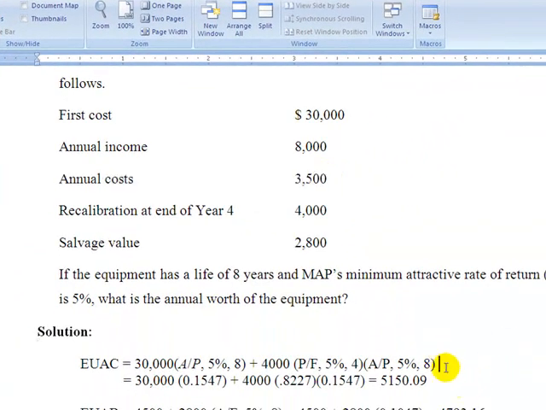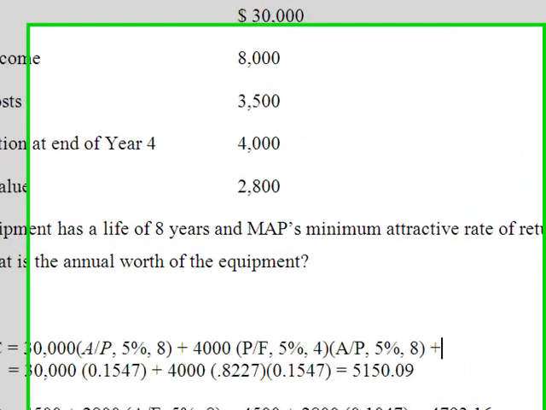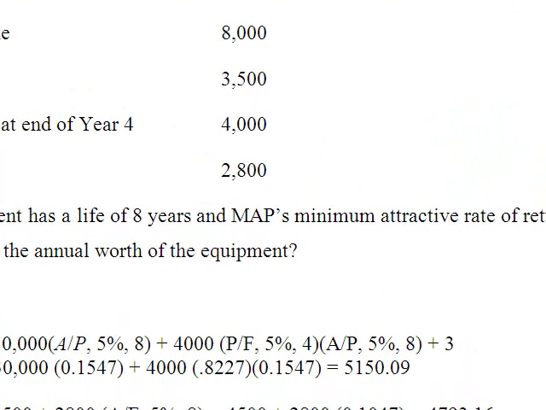Since this is already an A value, you can just add 3,500, right? Since it is already an A value, you don't need to use any factor for that. So that will be our real EUAC. But I am not really worried about that right now. I will explain why. But if you do that, that's not wrong. That is correct also. So that was the cost part.